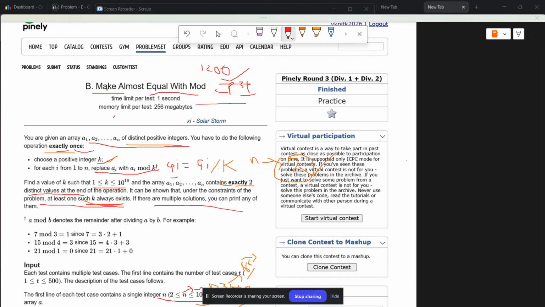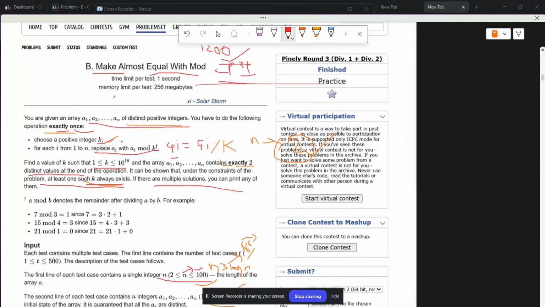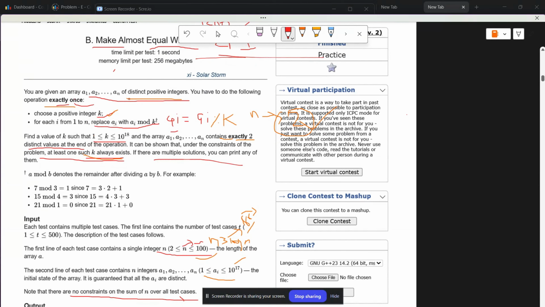So hello everyone, we are discussing this problem from the CP-31 sheet, that is "Make Almost Equal With Mod". In this problem, we are given an array of size n with distinct integers. It means all the integers present are different, and we are allowed to do an operation exactly one time. In that operation, we have to choose an integer k and then replace all the elements in the array with ai = ai % k. That means we replace them with the remainder when we divide by k.